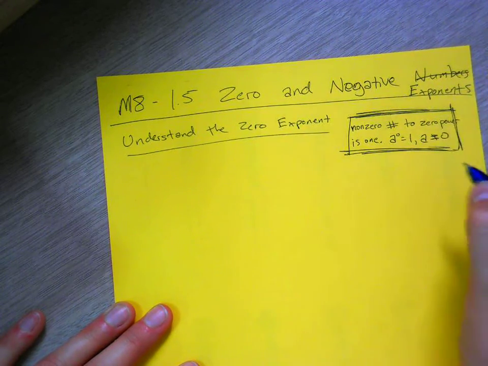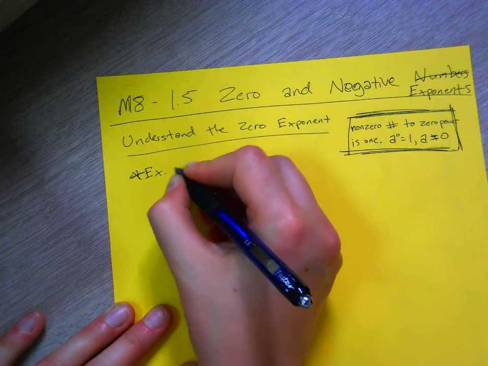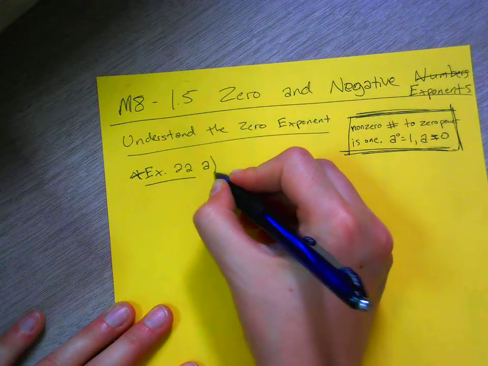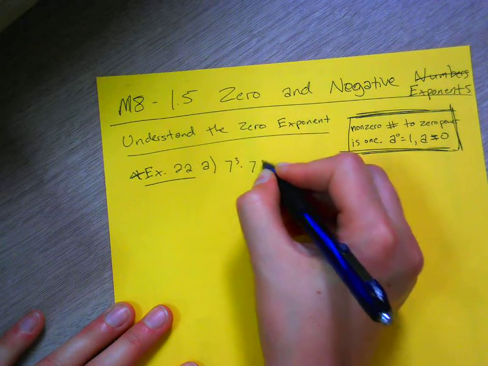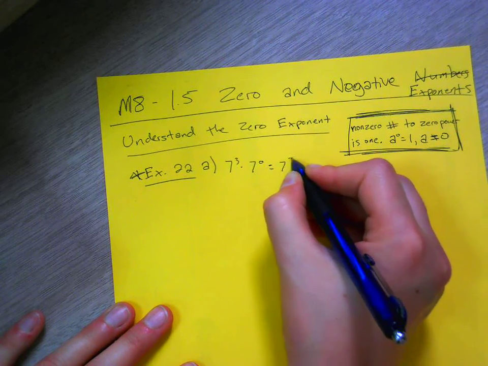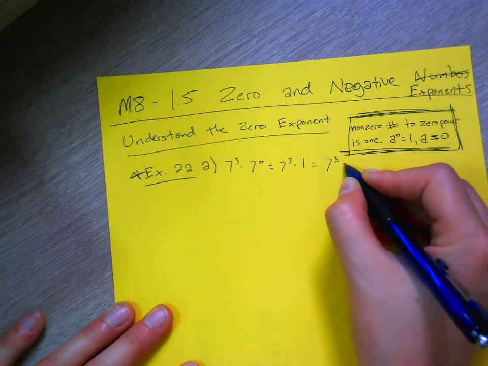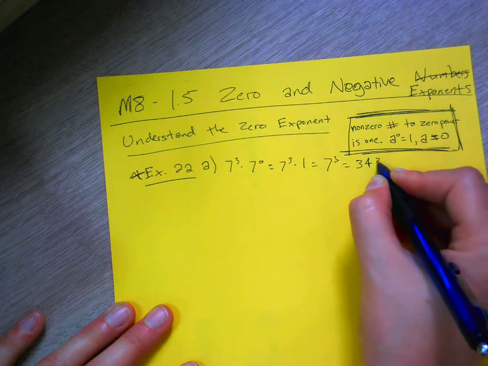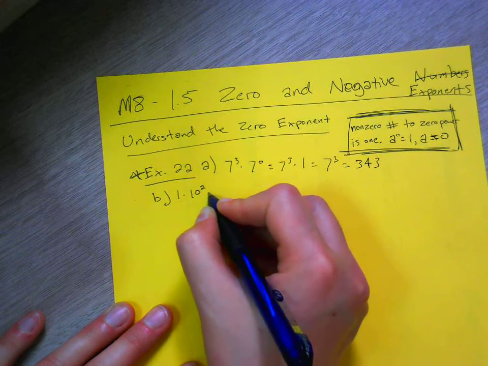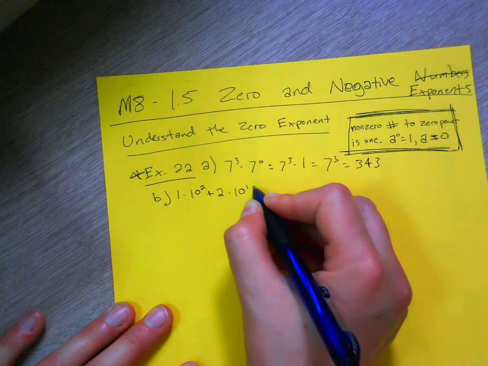Here's our example 22. A, 7 to the power of 3 times 7 to the power of 0 equals 7 to the power of 3 times 1 equals 7 to the power of 3 equals 343, and that's evaluated. B, 1 times 10 to the power of 2 plus 2 times 10 to the power of 1 plus 3 times 10 to the power of 0.